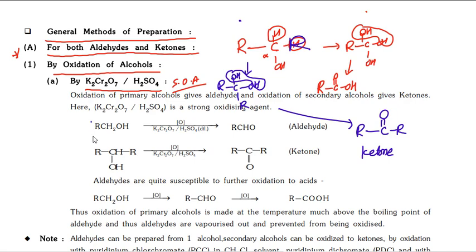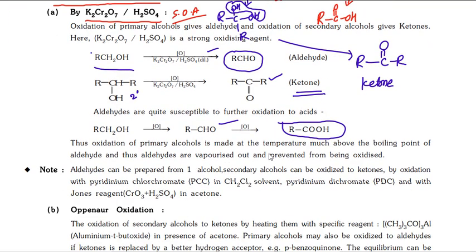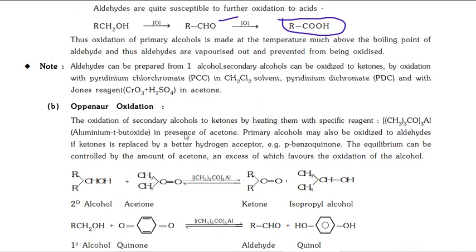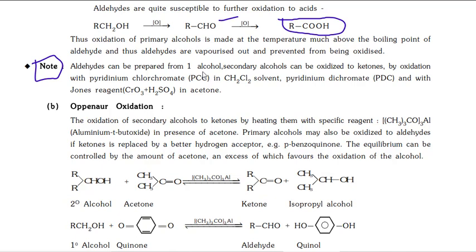You can see here primary alcohols undergo oxidation and form an aldehyde, but this aldehyde is further oxidized into carboxylic acid. In the case of secondary alcohols, oxidation forms ketones. The aldehyde is a very sensitive group, that's why it is converting into carboxylic acid. Now you can see that primary alcohols produce aldehydes. Aldehydes can be prepared from primary alcohols, right?